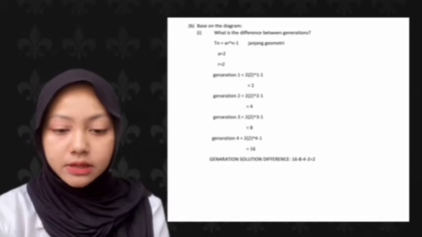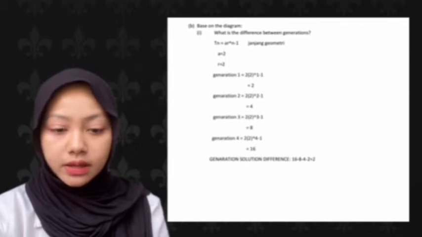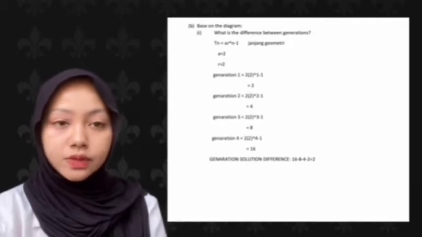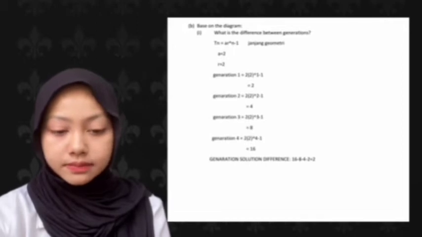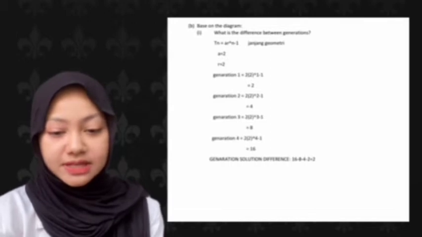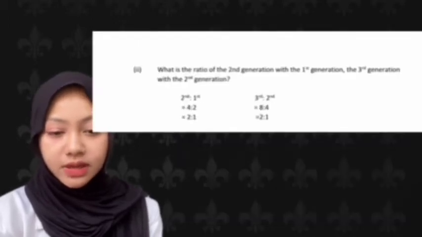In the diagram, what is the difference between generations? So we must use the general formula for geometric progression, with a is 2 and r is 2. Generation 1, we just put the numbers in the formula and we get 2. Generation 2 we get 4, generation 3 we get 8, generation 4 we get 16. For the difference, we subtract: 16 minus 8, 8 minus 4, and 4 minus 2, and we get 2.